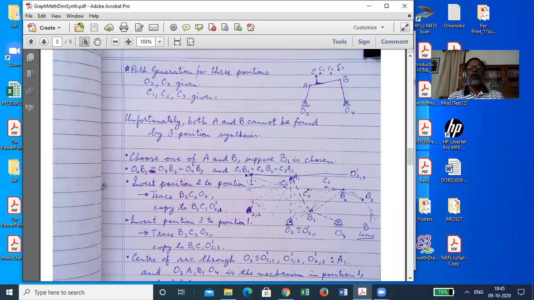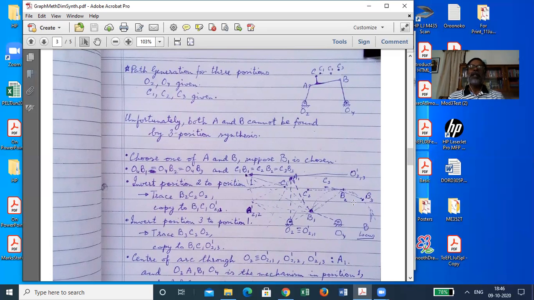Now O4 is fixed and B1 you have chosen. O4B will be a link, right? So O4B1, O4B2, O4B3 must be constant because that's a rigid link. So with center at O4, you draw a huge circular arc on which B2, B3 also must lie. B1 is already lying. Okay, that is how you have drawn the circular arc.